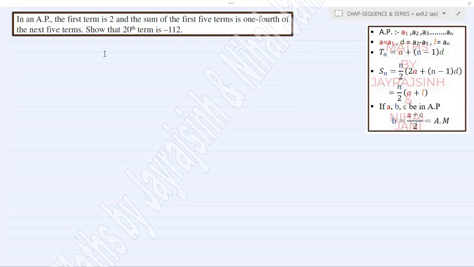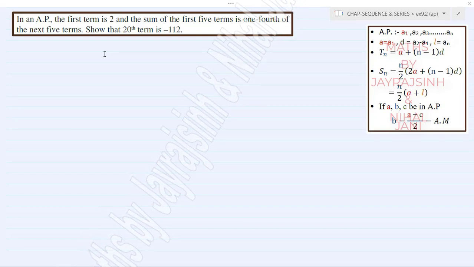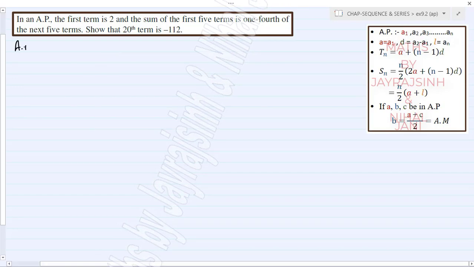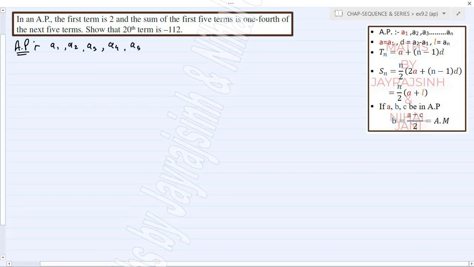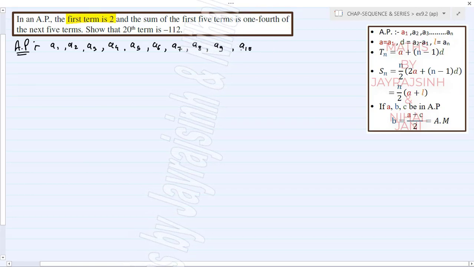Here the question is, in an AP, the first term is 2 and the sum of the first 5 terms is 1/4 of the next 5 terms, and we have to show that the 20th term is minus 112. So let's consider one AP of 10 terms. Now it is given that your first term is 2. That means a is equal to 2.